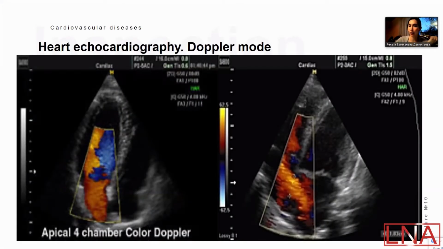There is the additional Doppler mode. It's also routine, but there is the M-mode, without assessing blood supply and circulation, and the additional Doppler mode for assessing blood supply and blood flow inside the heart.